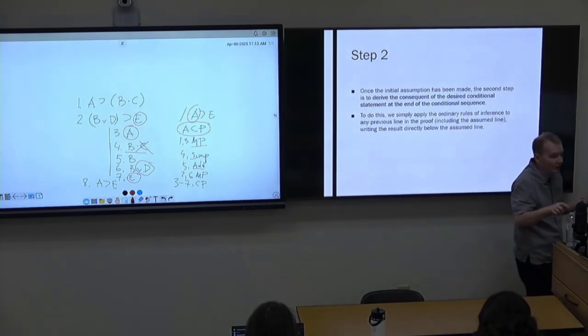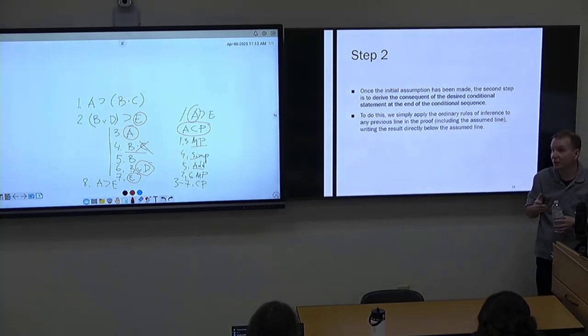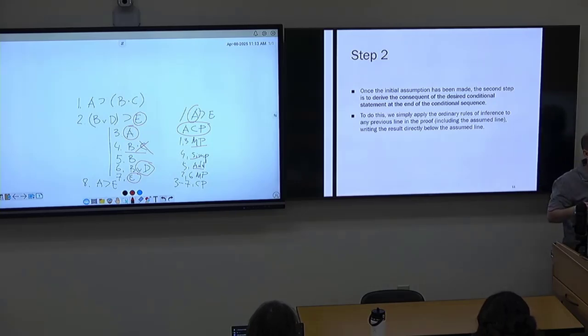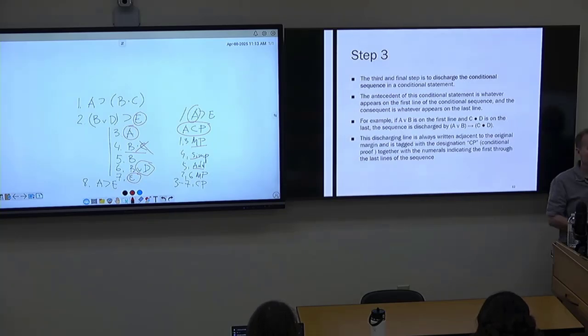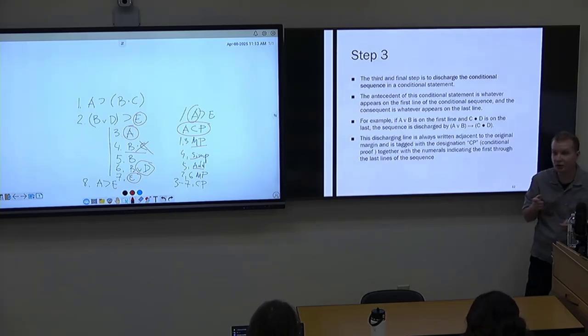But obviously, in each case, the sequence would be a little different because you have to look at what you have and what you are trying to achieve. We are still using all the same rules, but now we are using them in a slightly different way. And the third and final step is to discharge the conditional sequence.